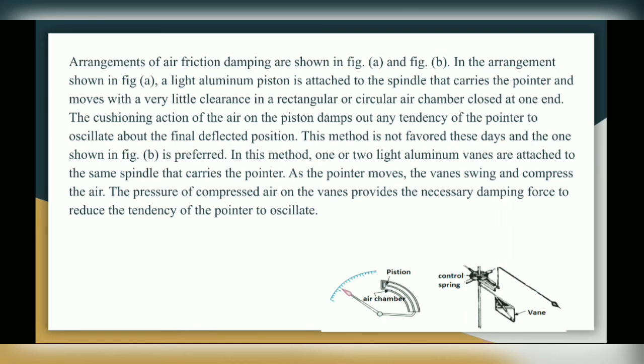In this method, when the pointer oscillates, the piston also oscillates in the air chamber, and it produces some friction, that is, it produces some opposing torque to damp those oscillations.